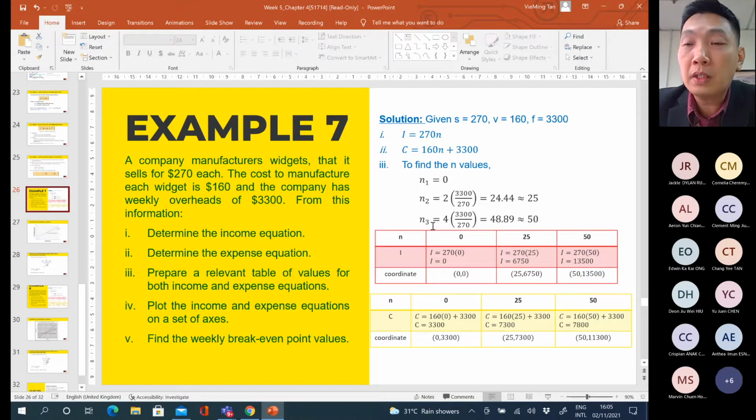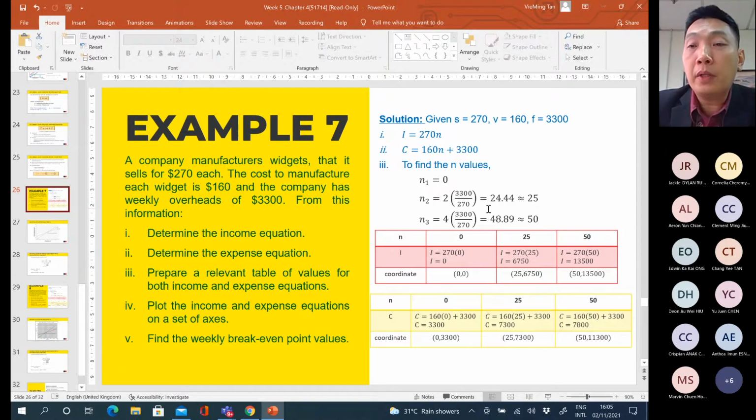The first point is we always use N equal to 0 as the first point. Second point is using this formula: 2 is the constant number, multiply with the fixed cost divided by the selling price per unit. So it's about 24.44, but it's very hard for us to jot down the point, so we round the number into a whole number, about 25. So this one can be used as the second X value when we want to draw the income and also the cost equation.